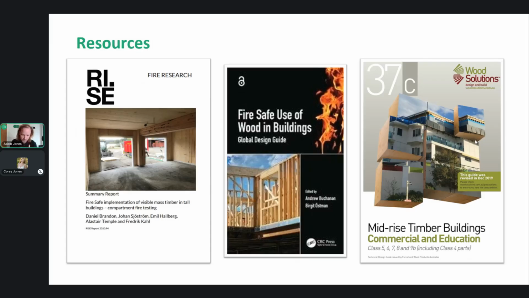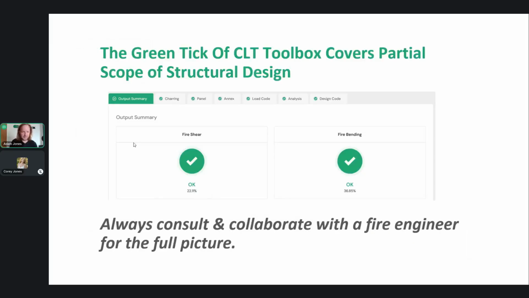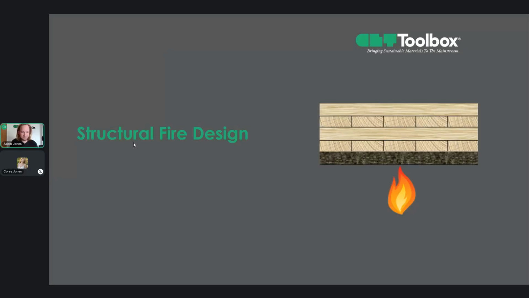But other ones, so industry bodies provide extra research. So Wood Solutions has got a lot of fire engineering guides, but their 37 range really gives good detail on a DTS approach. And then there's different research around the world, like a lot of the glue line integrity and exposed timber, and a lot of that was done by Rise, and it's not limited to these. But I'd like to start here just to first make the point that the green tick of CLT Toolbox, or the green tick of a structural design for adequacy, is only partial scope when it comes to fire engineering. And it's always good to consult and collaborate with a fire engineer in order to get the full picture of what's happening.